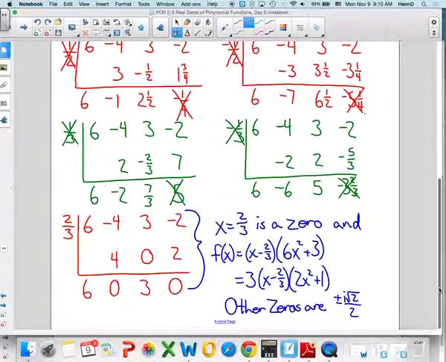So, where is the zero on the graph? Zeros are also known as x-intercepts. So this graph will actually cross the x-axis where x is 2/3.